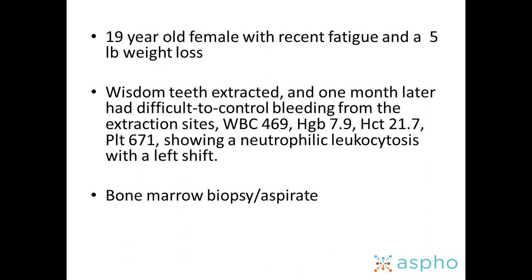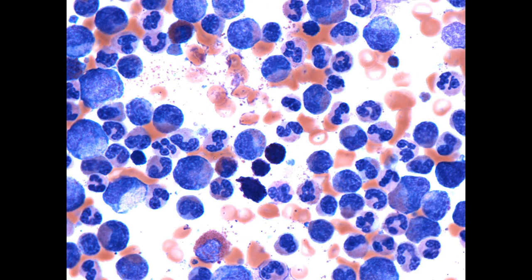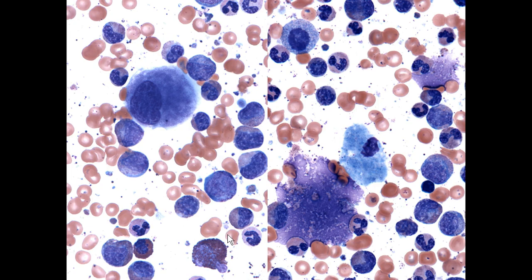She had a hemoglobin of 7.9, a hematocrit of 22, and a platelet count of 671, showing a neutrophilic leukocytosis with a left shift. She ended up getting a bone marrow aspirate and biopsy, which showed sort of a pan-myelosis with a marked relative myeloid hyperplasia. It's difficult to appreciate in this case, but there were many basophils here as well as abundant eosinophils. The megakaryocytes tended to be small and hypolobated, and in scattered fields you'd have these storage-type sea-blue histiocytes.